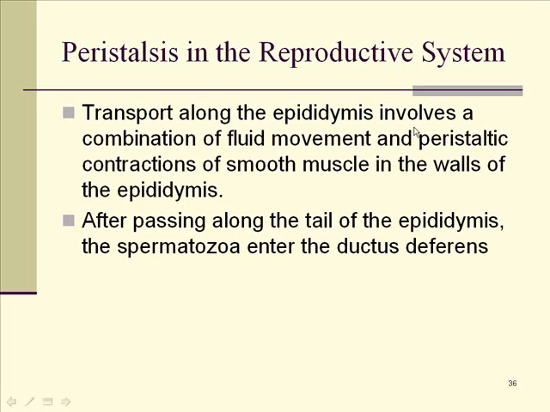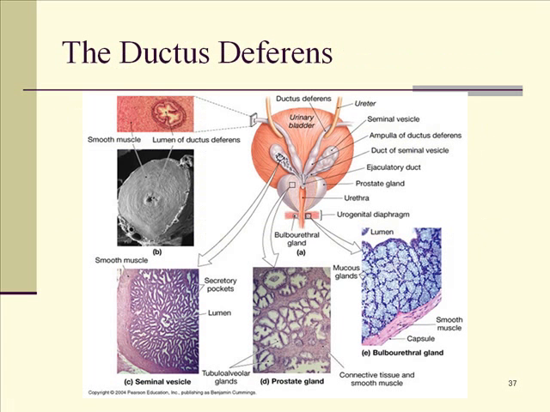So the transport through the epididymis involves a combination of fluid movement and peristaltic contractions of smooth muscles in the wall of the epididymis. After passing along the tail of the epididymis, the spermatozoa then enter the ductus deferens. Another up close and in person illustration here of the reproductive system. As you can see, the vas deferens will then pass the sperm into what's referred to as the ampulla of the ductus deferens before it enters into the common passageway of the urinary system. Again, there's a common structure here, the urethra, which will pass both urine and the products of the male reproductive system.